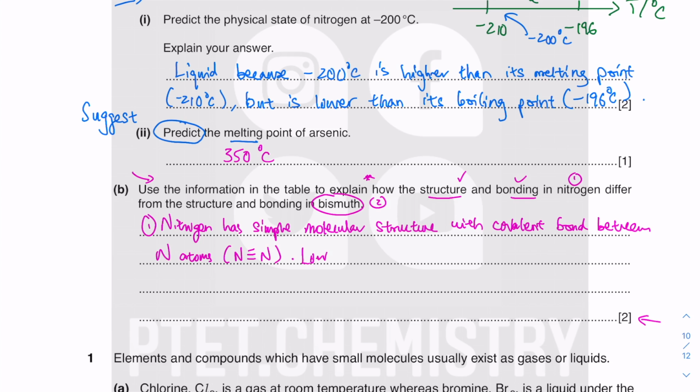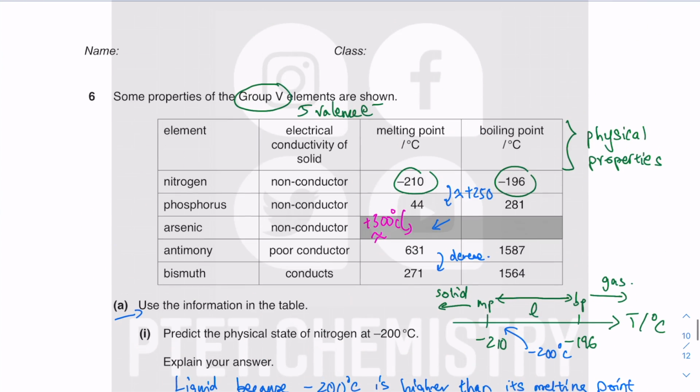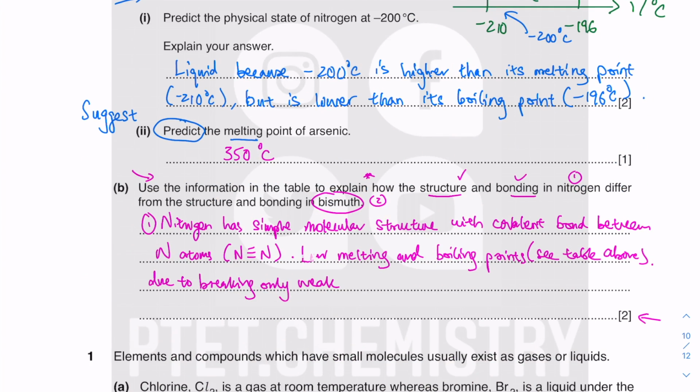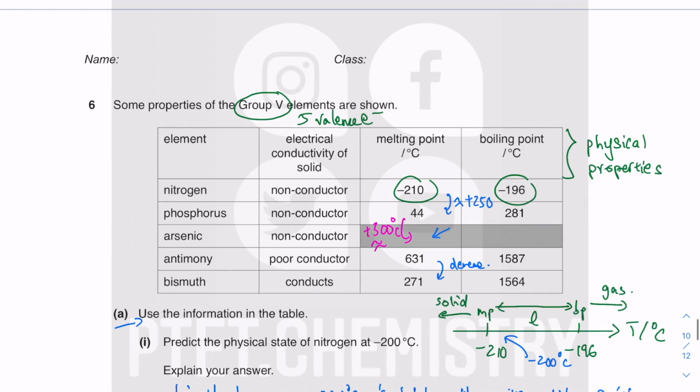Okay, low melting and boiling point. These are from the table. See table above. Okay, due to breaking only weak... Do I want to say that? Maybe I can use the electrical conductivity this time, okay? So there is more than just the melting and boiling points to tell you the structure as well, okay? So maybe I can use the electrical conductivity here, which is not a conductor when solid, okay?